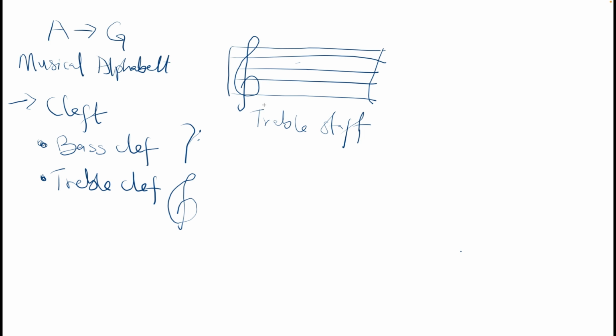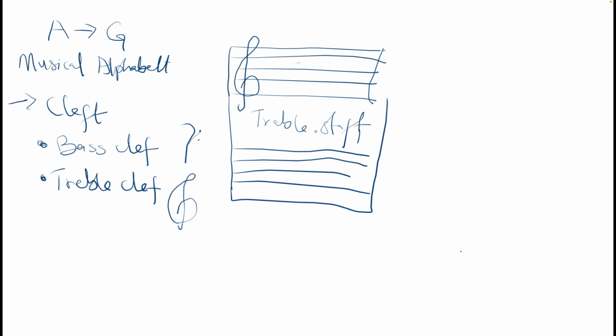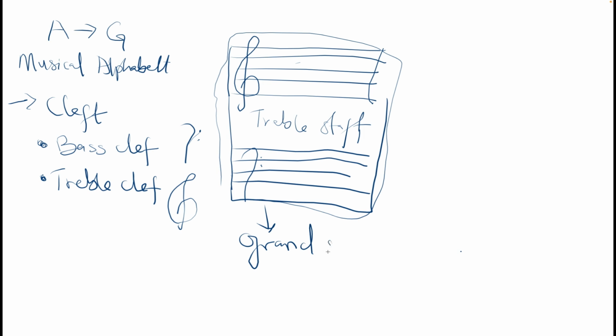And the combination of these two, when we have it this way, probably we have another five lines, four spaces in here, something of this nature, and we put our bass clef over here. This is the bass clef. So we call the entire of this, all of this, the grand staff.